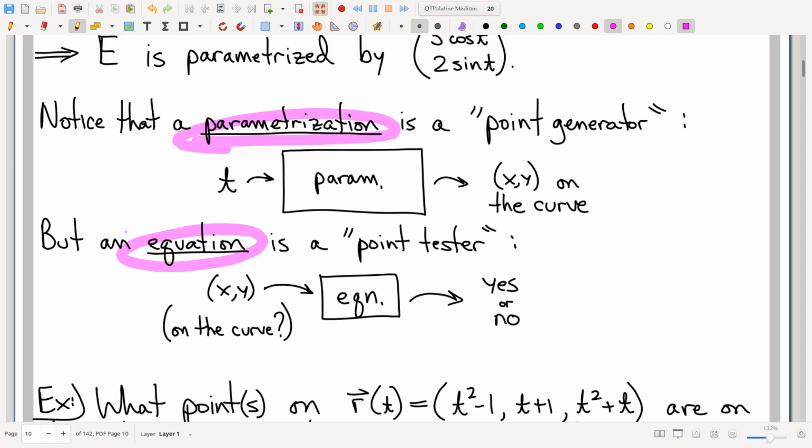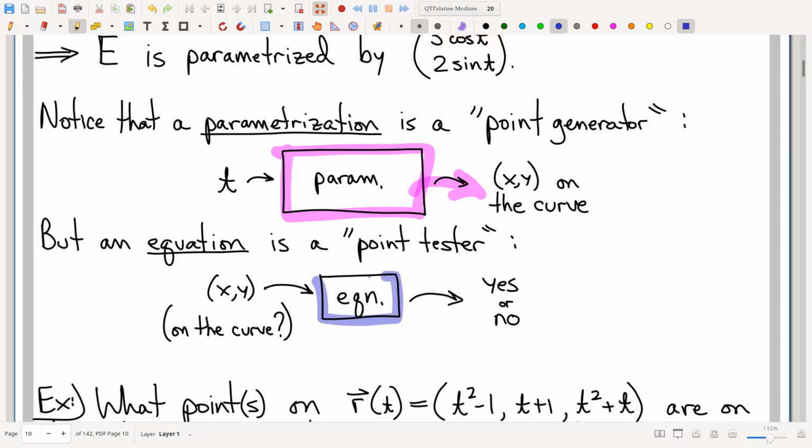And so notice in particular, parameterizations have the feature that the points are what comes out. Parameterizations produce points on the curve. That is not what equations do. Equations do not produce anything. They do what I like to call testing. So if you have a point and you'd like to know whether it is or is not on your curve, that's what an equation does. You take that point, you plug it into the equation. You either get a yay or a nay. The equation either works or it doesn't.